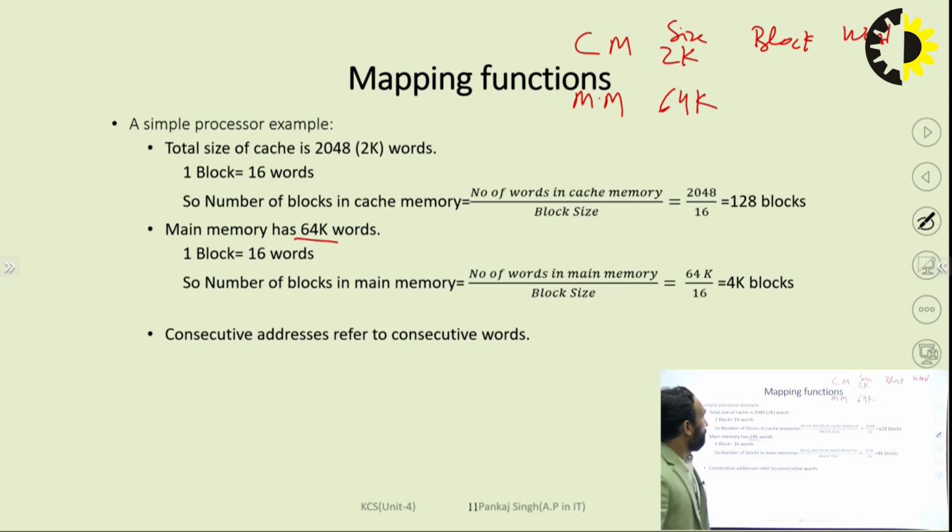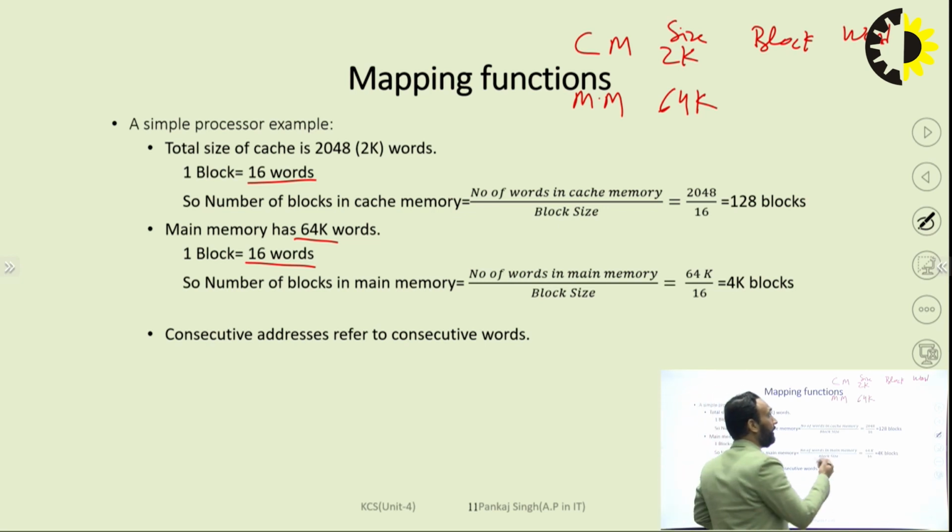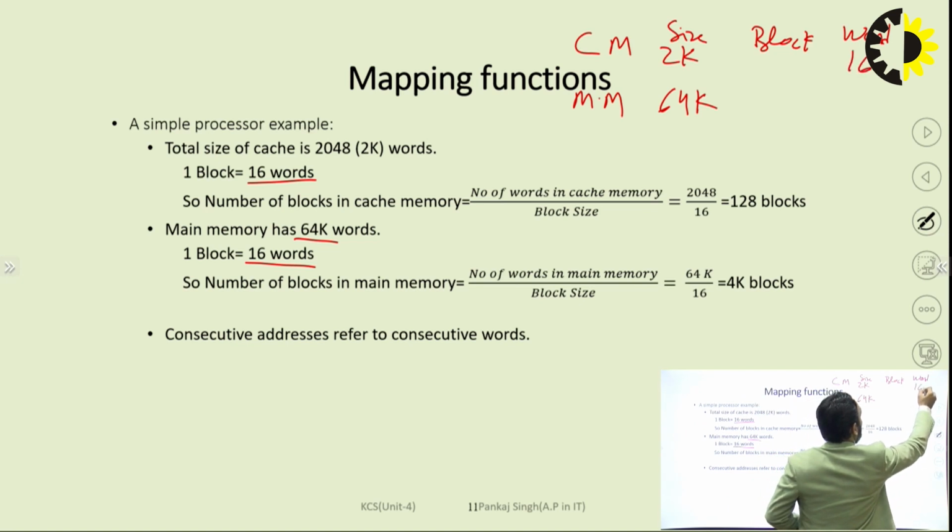How many blocks do we have in this, or what word size do we have? We have a word size of 16 words. Generally it is the same for both cases, but in a numerical, if it is different, we mention a different size for cache memory and main memory. It is 16 words. We will mention it the same.